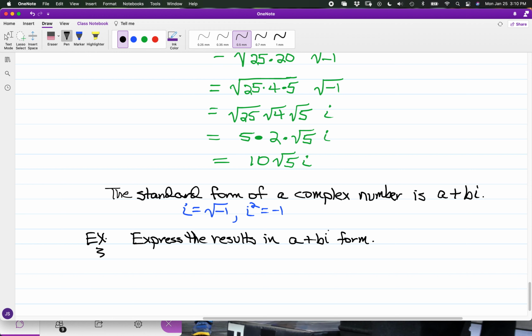and we'll say that we have at the start, say we have 3 plus the square root of negative 36, and say we have plus the quantity, and we'll say we have 2 plus the square root of negative 25.